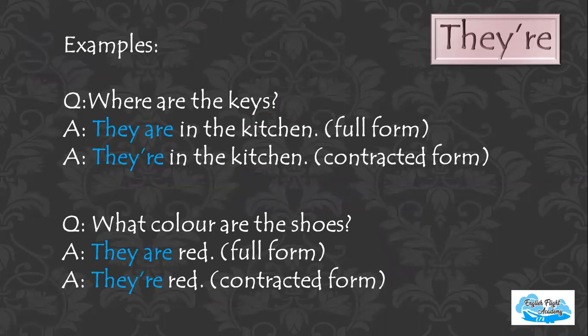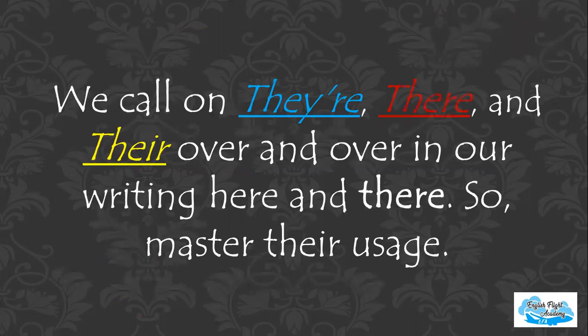More examples: where are the keys? They are in the kitchen. That's the full form. They're in the kitchen. That's the contracted form. What color are the shoes? They are red. That's the full form. And they're red. That's the contracted form.